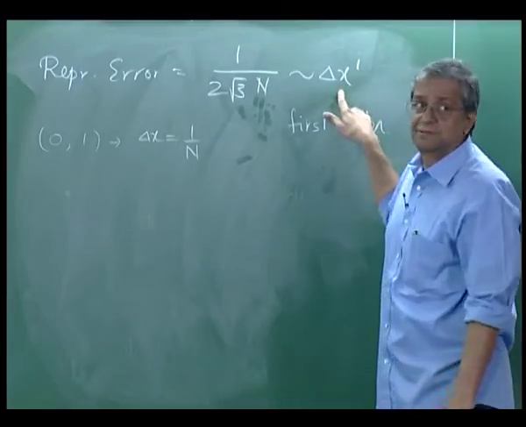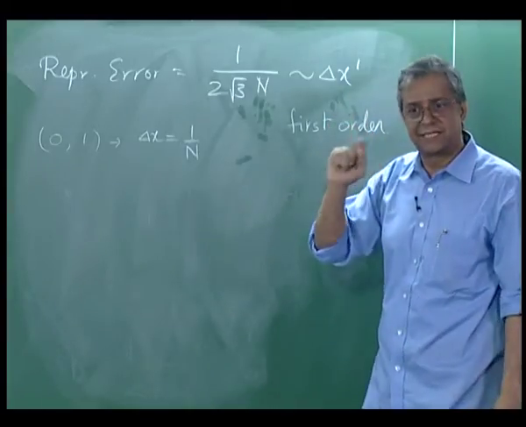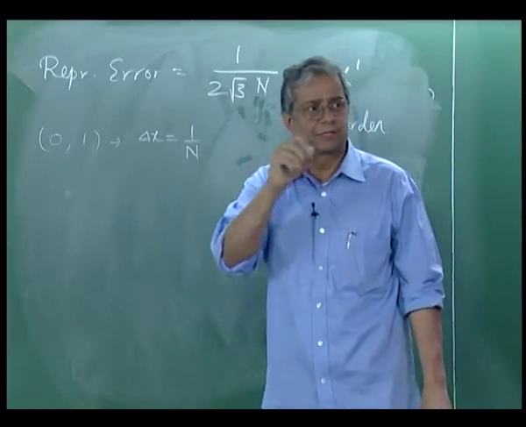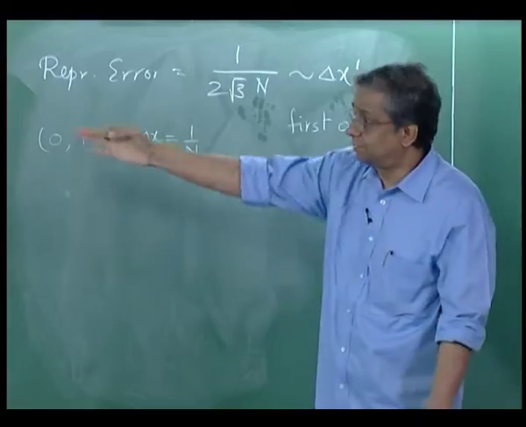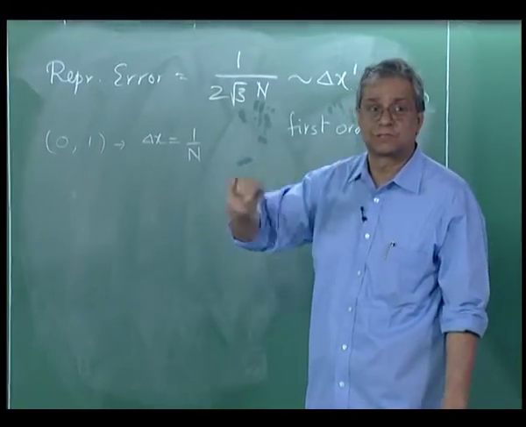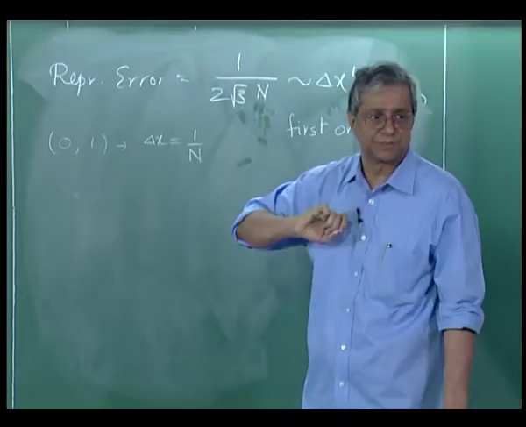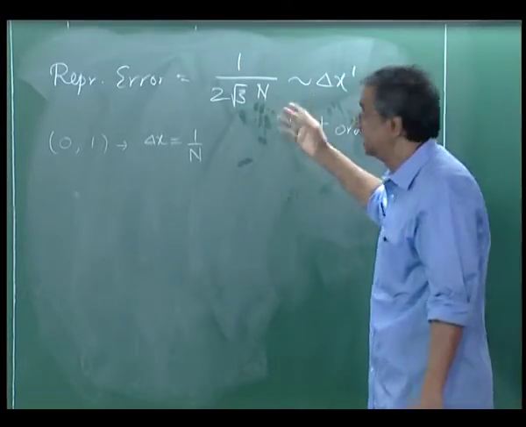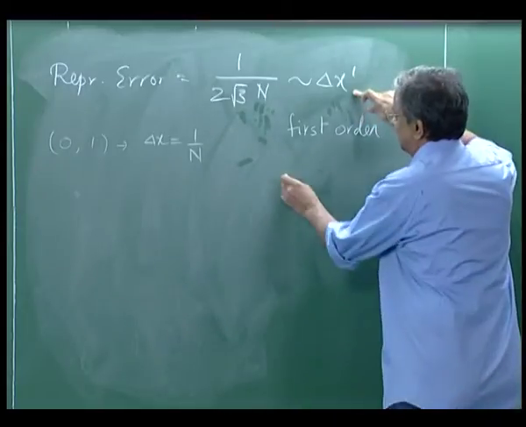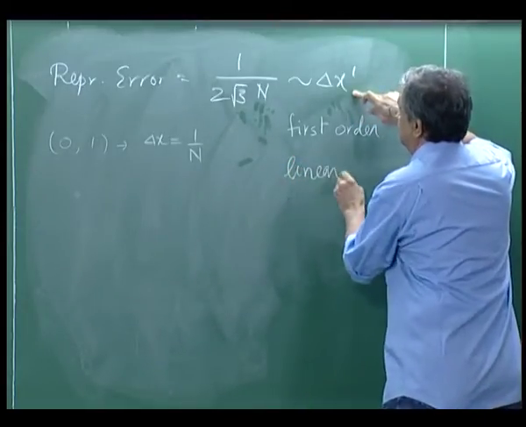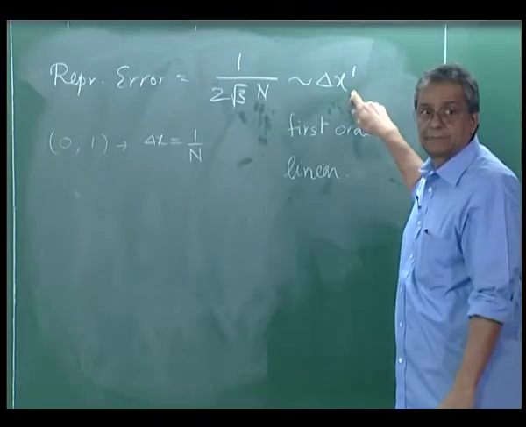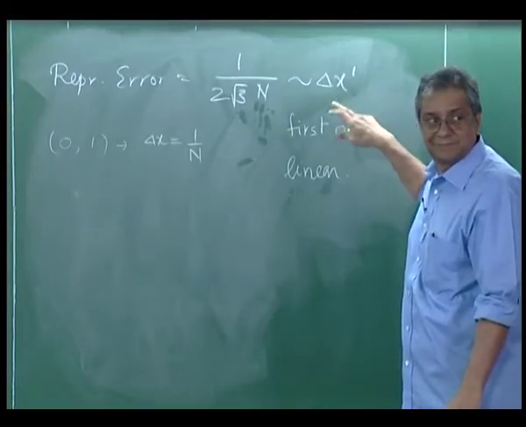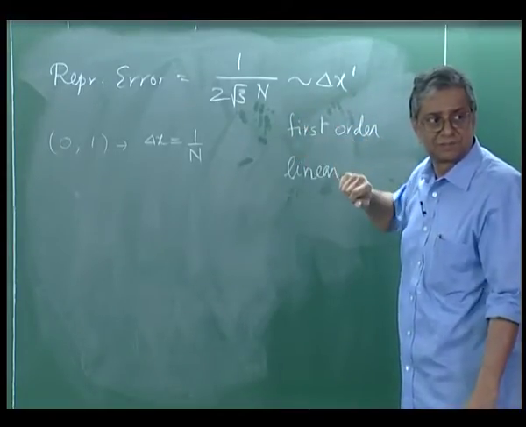The convergence means, as I increase n, how close does the representation get to the original function that I want. It converges to the original function because the error goes to 0, and the rate at which it does it is linear. So the convergence is linear. The error is of order 1, the convergence is linear.